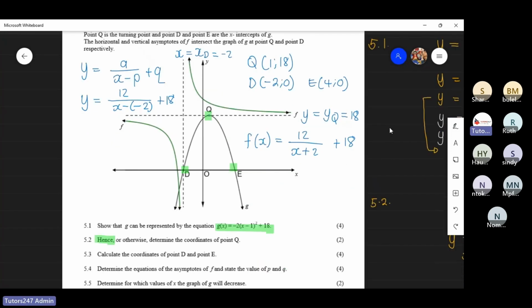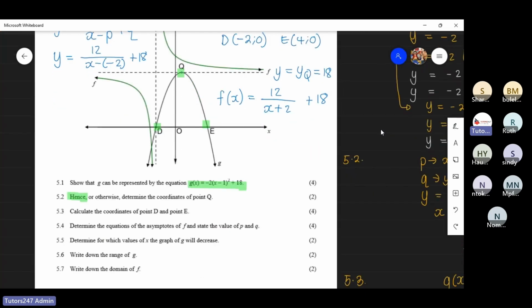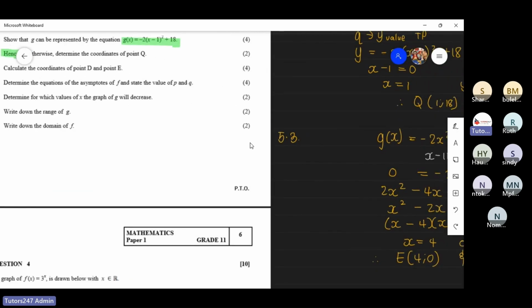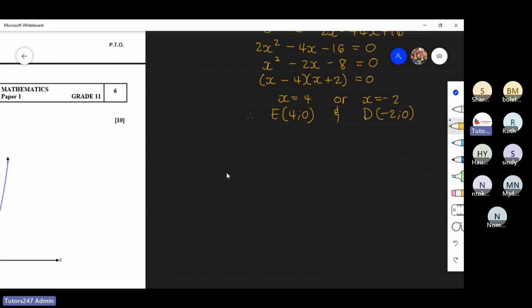Now, if we go to the next question, we have question 5.4. Determine the equations of the asymptotes of f and state the value of p and q. So we've already done that actually. So question 5.4, we need to determine the equations of the asymptotes of f. So I'll do that over here. Okay, it's full over there. Let's try and do it at the bottom here. Keep in mind the equations of the asymptotes are x equals p and y equals q.